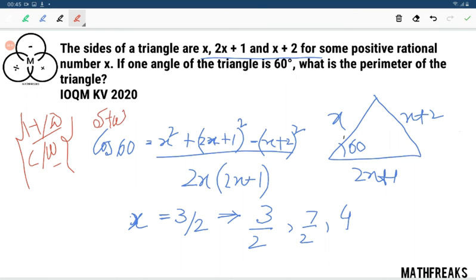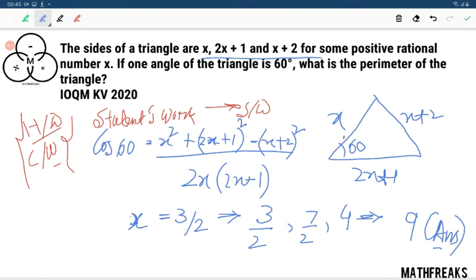Calculation is the students' work. When you calculate, you are also analyzing the question, you are also participating in the question. At that time you are learning. Find out the perimeter, add them all, you will get 9, which is our answer.